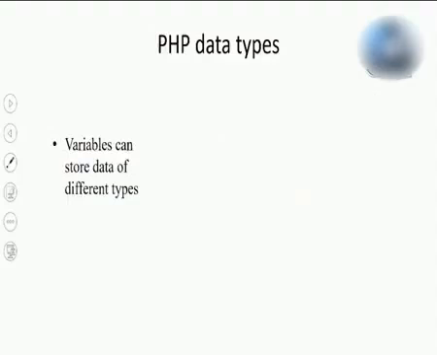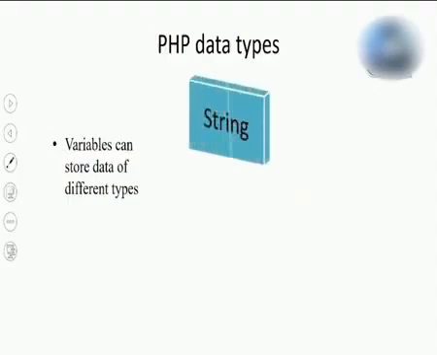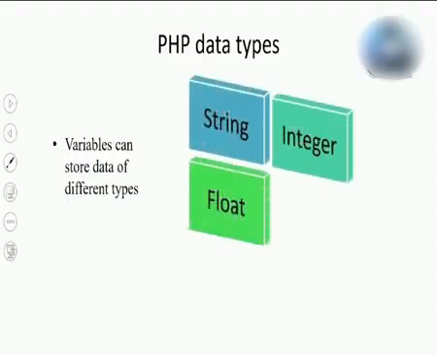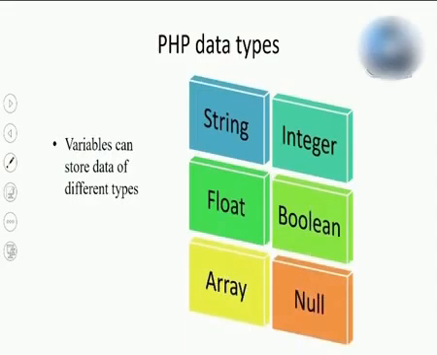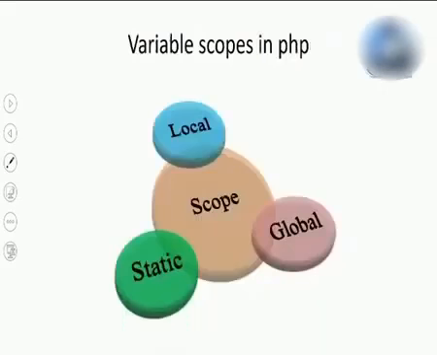So let us go for the PHP data types. PHP supports 6 data types: string, integer, float, boolean, array, and null. String data type stores a number of characters. Integer stores the integer value or numerical value. Float stores the decimal point numbers. Boolean stores a true or false value. And array is a name given to multiple values where the same data type can be stored inside a single name.